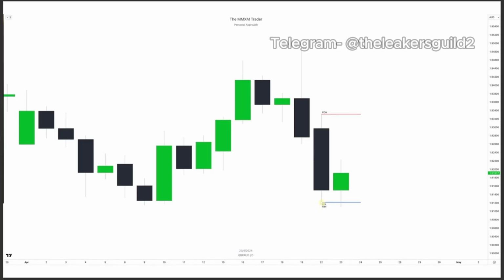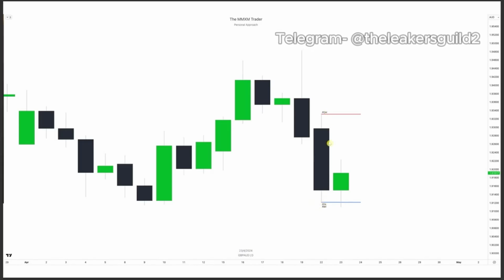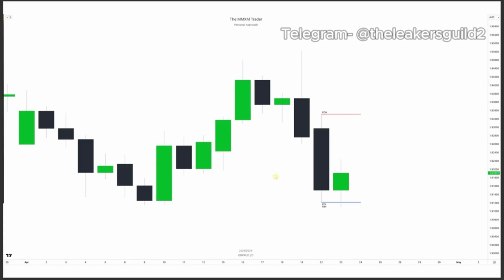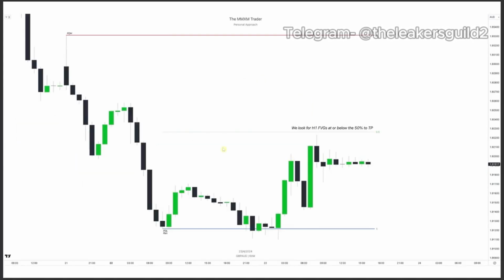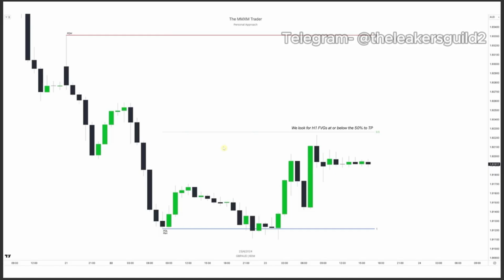So previous daily low, right, and then we're using this entire candle as our dealing range for our take profit into internal range liquidity. So we'll mark out the 50% level, that's over here in the middle of the candle. And then we'll zoom in onto the 1-hour chart, and we're going to be looking for that 1 hour fair value gap, right? That is the target. And it has to be at or below 50% of the range, and that is where we want to take profit.